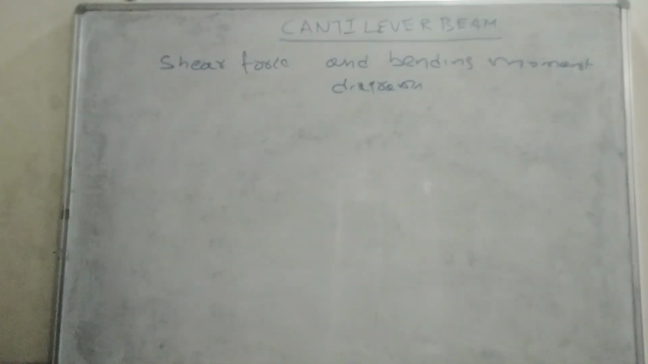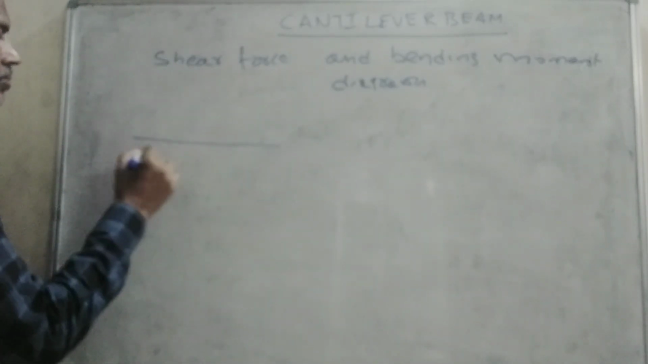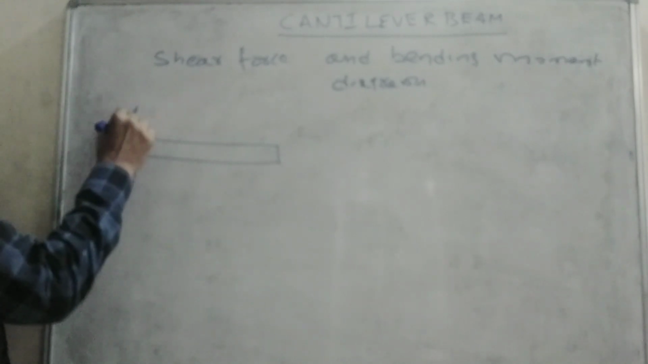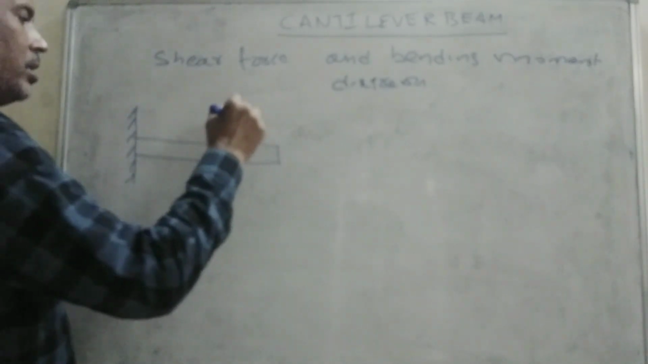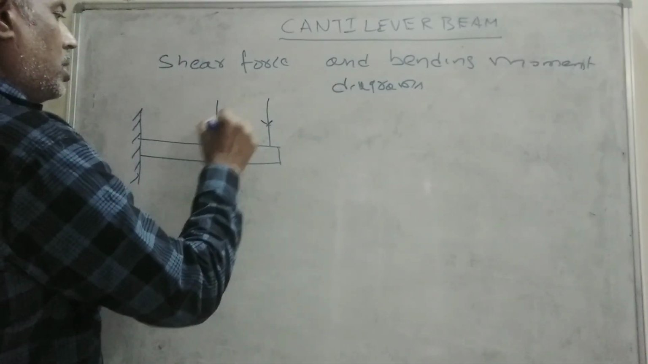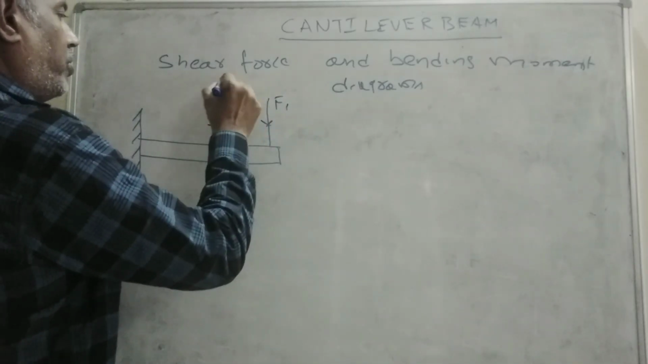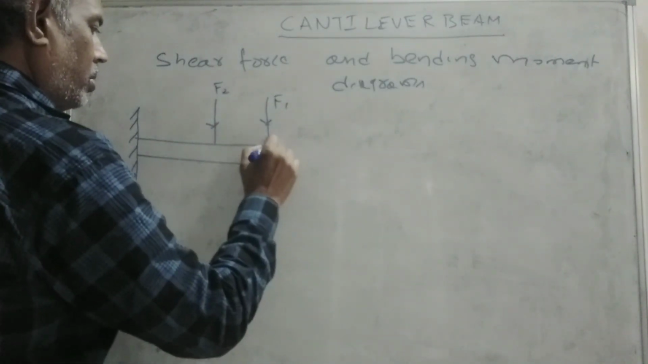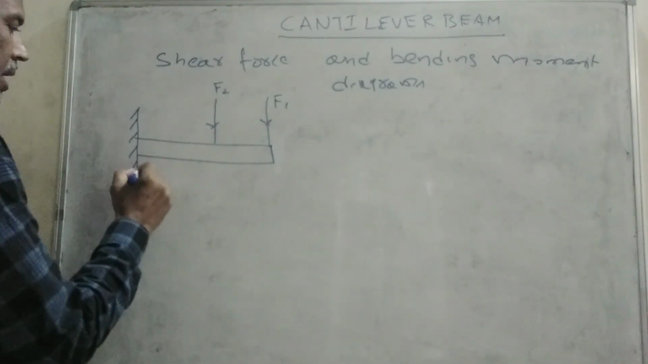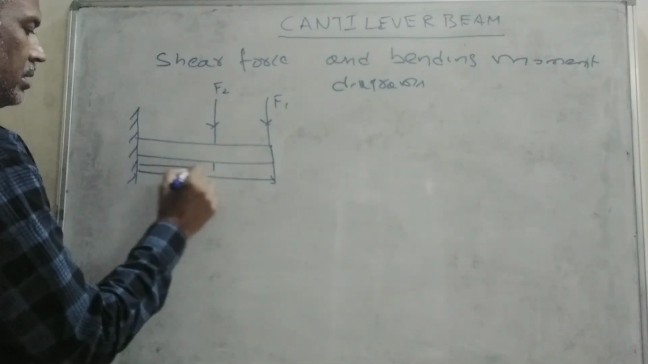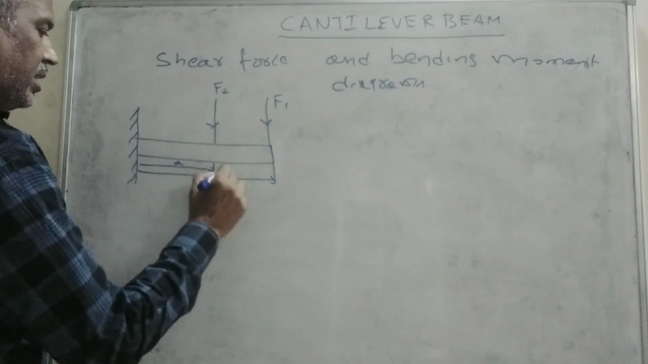So in this small video session, I would like to discuss a cantilever. This is a cantilever, one end will be fixed. And we have point loads F1 and F2. Okay, and this is at a distance A and this is at a distance B.